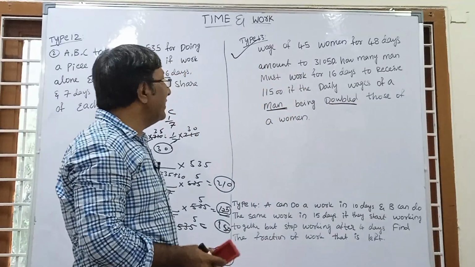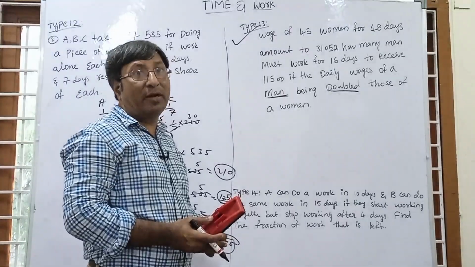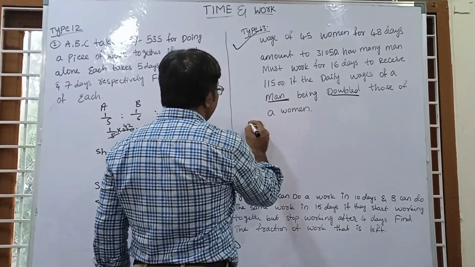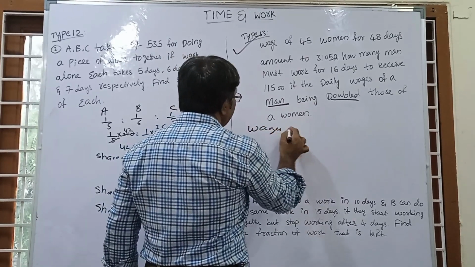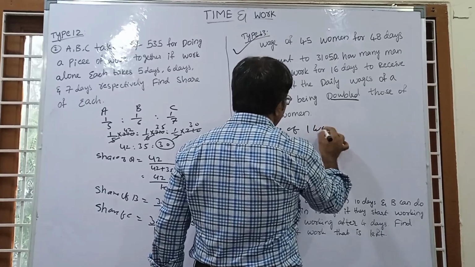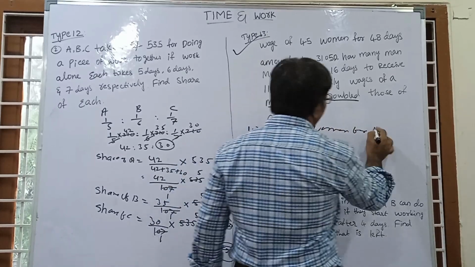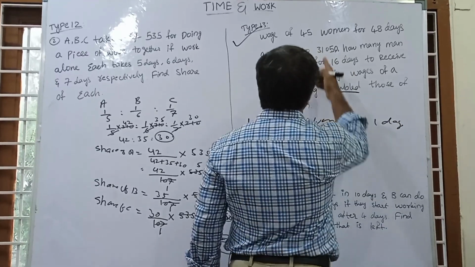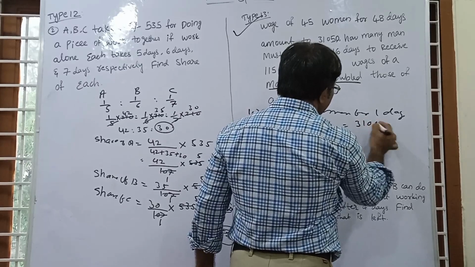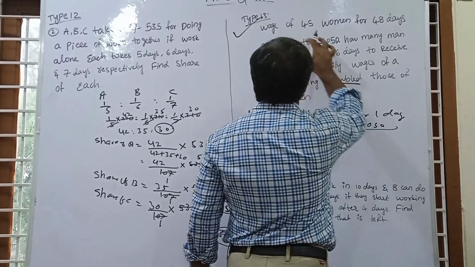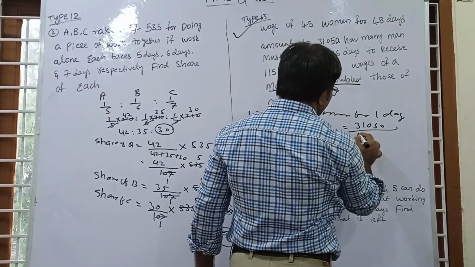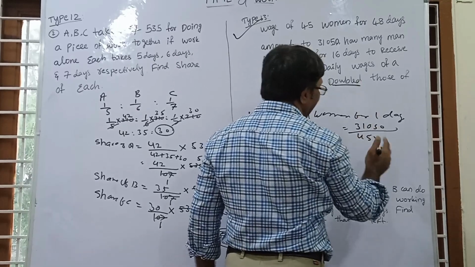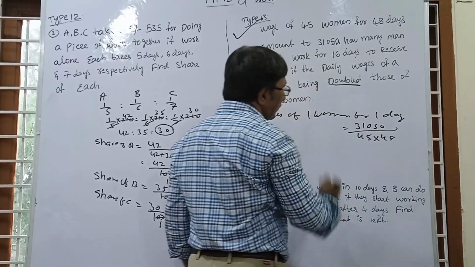So first find the wages of one woman for 1 day. So one woman for one day is equal to what? The total amount is 31050, and for 45 women we have to find one woman, so this is divided by 45. Again for 48 days we need one day, so this is divided by 48.